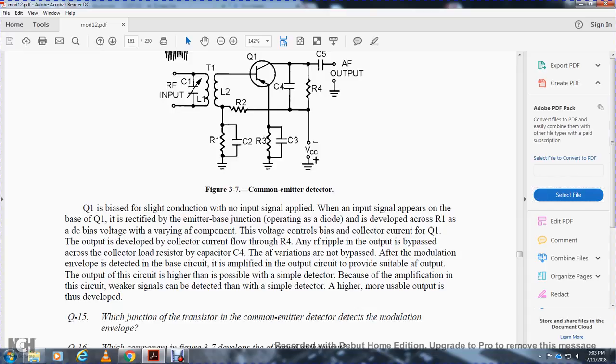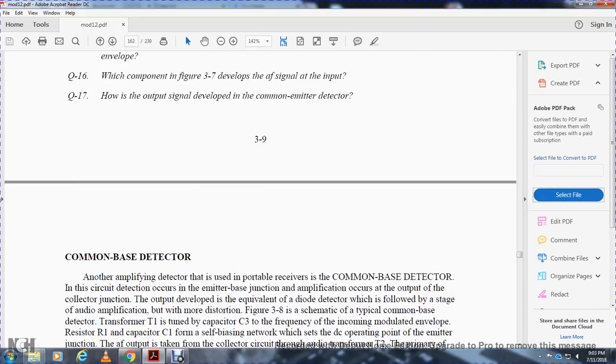The audio frequency variations are not bypassed after the modulation envelope is detected by the base circuit. The amplifying circuit provides an amplified audio frequency output. The audio output is higher than that of a simple detector because of the amplification within the circuit. With a weaker signal, the detector gives a more usable output than the simple detector.